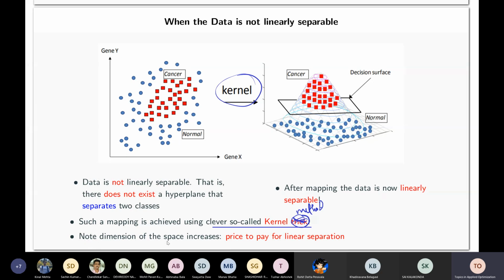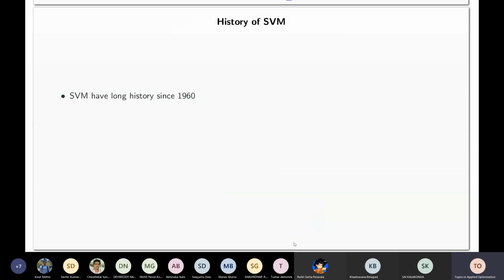Okay, so note the dimension of the space increased. Obviously, I went from 2D to 3D, right? So this is the price we pay to keep a linear separation. This is the price you are supposed to pay.